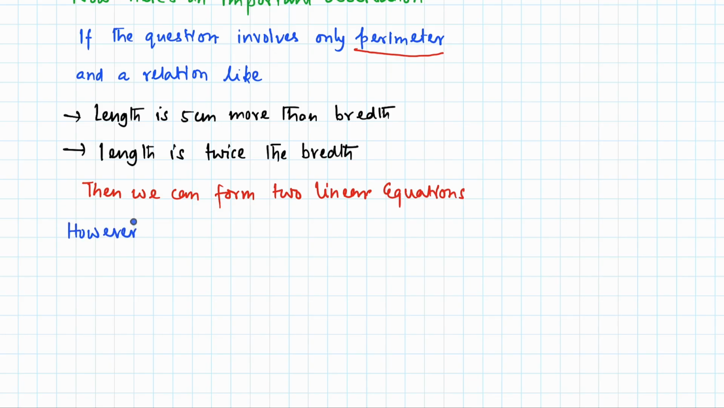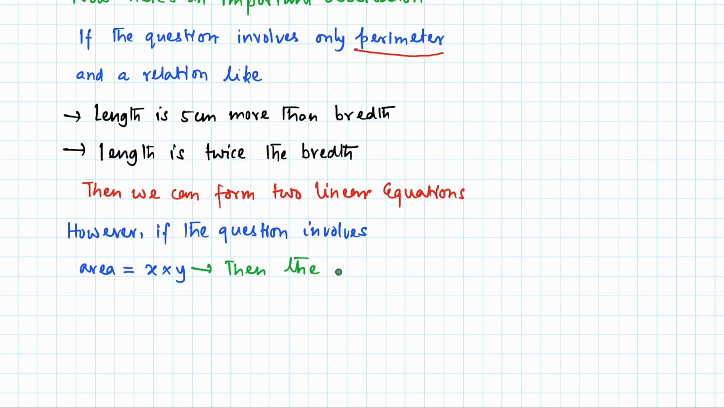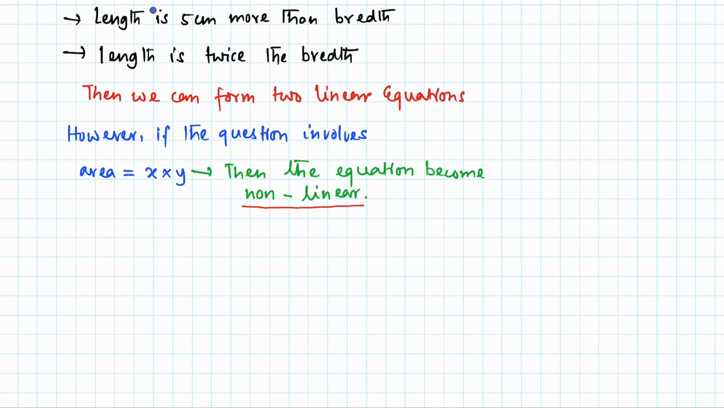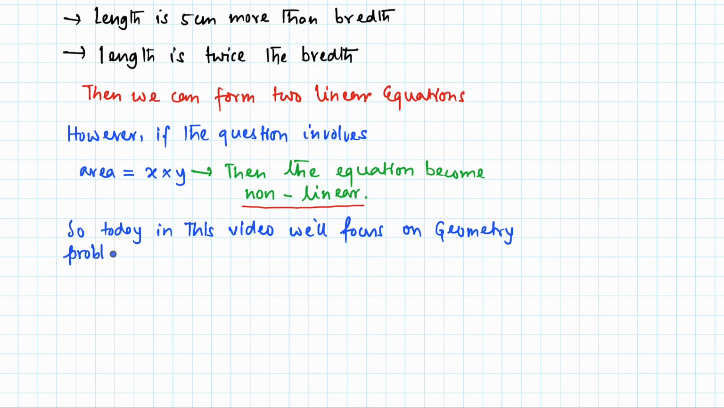But however, if the question involves the area of the geometrical shape, like x into y in case of the rectangle, then what will happen? Then those equations become non-linear equations. So in case of the perimeter, it will be linear equations, whereas if it involves the area, then it becomes non-linear, and that problem will not be covered by the solutions of a pair of linear equations.